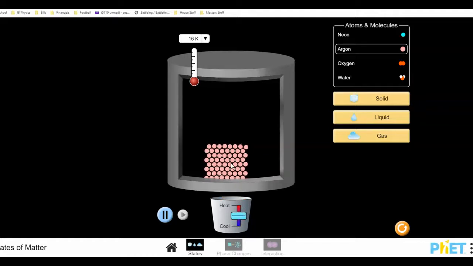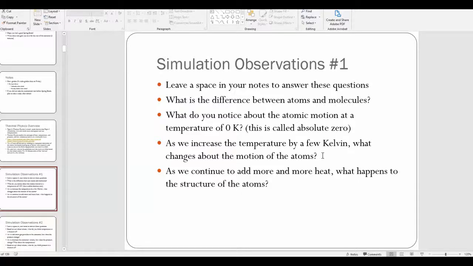And if I increase the temperature a little bit more, notice that they are vibrating faster, right? They're shaking a little bit faster. And so that kind of goes to that third question, what changes about the motion of the atoms as you increase the temperature? The motion increases, okay, they're moving faster.